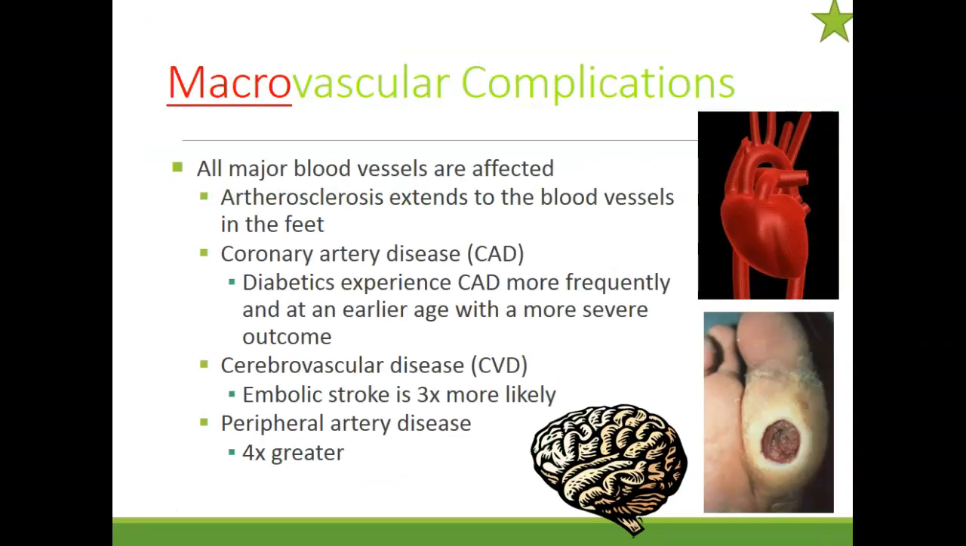Macro. Now when we think macro, we're talking about all major blood vessels. Atherosclerosis is pretty prevalent with those with long-standing diabetes. There's a higher incidence of coronary artery disease and cerebral vascular disease. So stroke is more prevalent, and peripheral arterial disease, there's higher incidence.